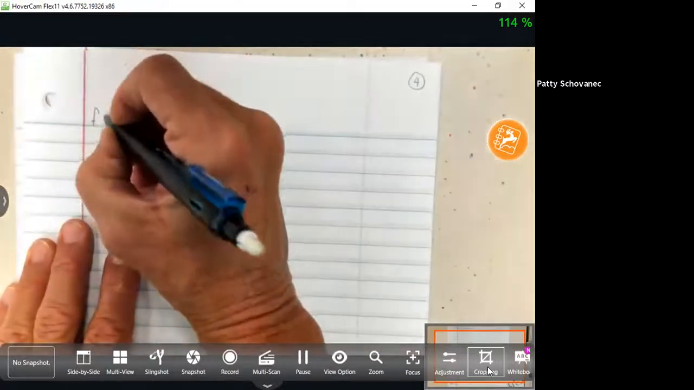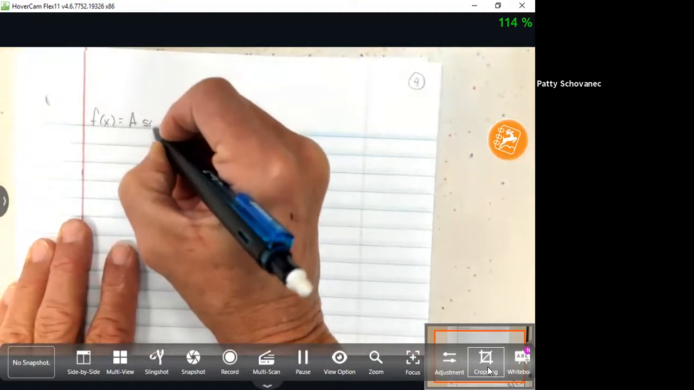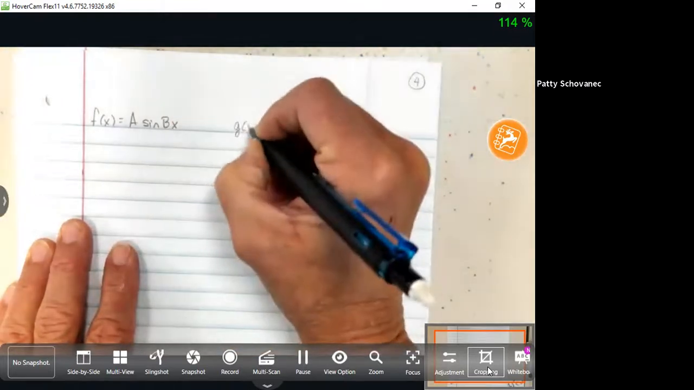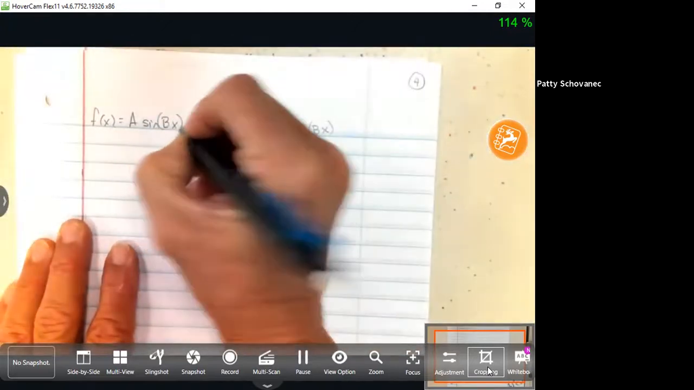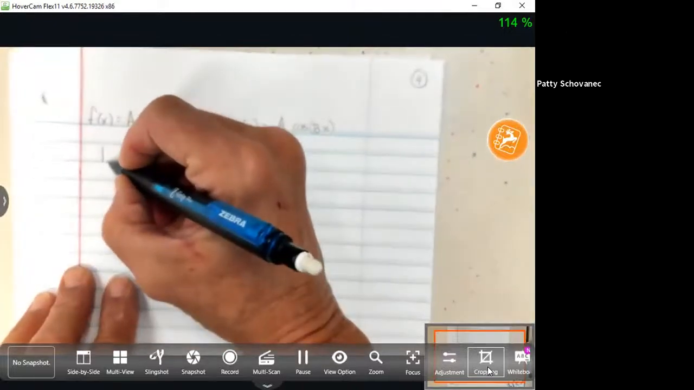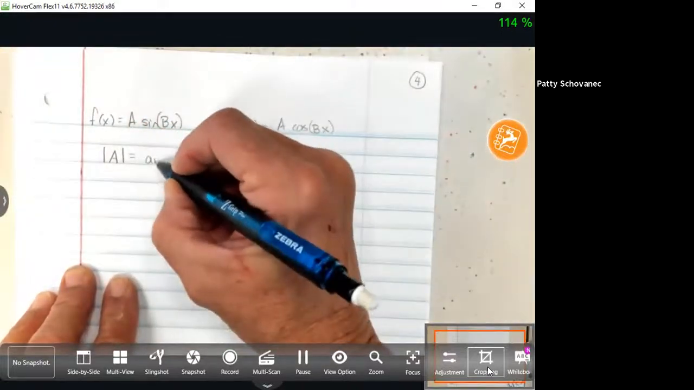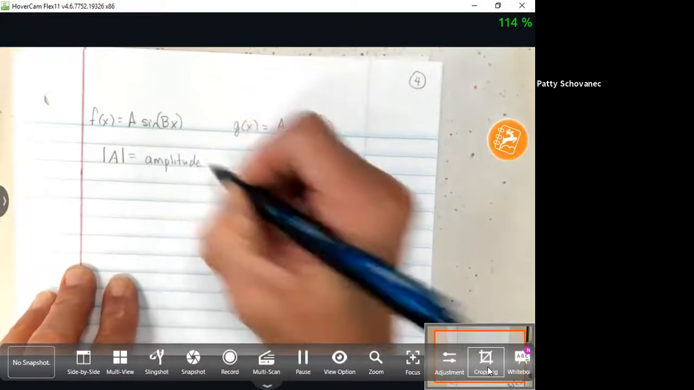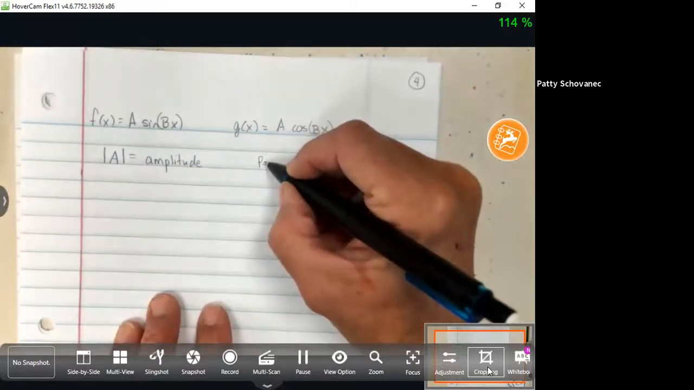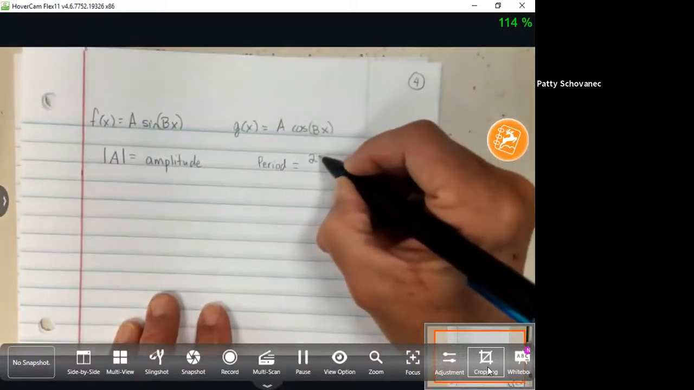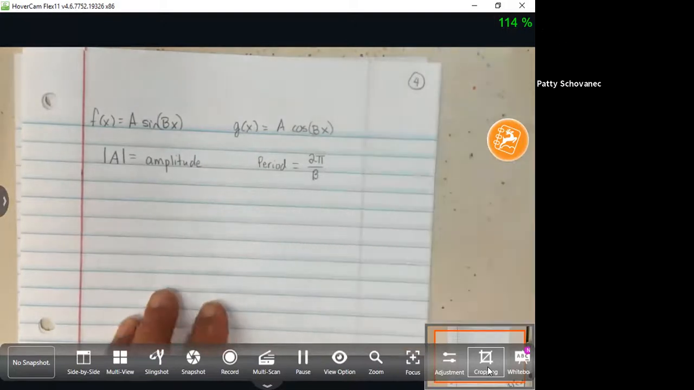So f of x is equal to a sine of bx, or g of x is equal to a cosine of bx, without the other numbers around them. The number a in absolute value is going to be called the amplitude. And the number b is a factor that's going to change the size of the period. The period is going to be the original size of the period divided by that number b. So if b is a number bigger than 1, the period gets shorter. If b is a number smaller than 1, the period is going to get longer.